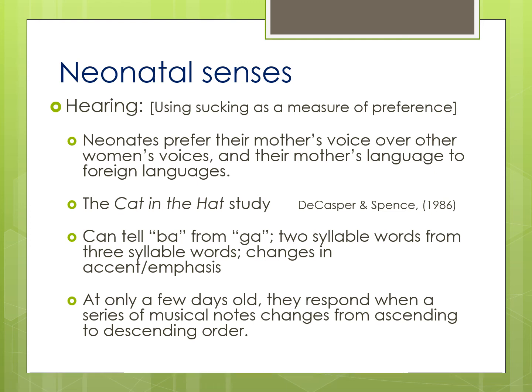When they're days old, they can tell ba from ga, and they can tell when a 2-syllable word changes to a 3-syllable word. They can also tell changes in accent and emphasis, so if we say mama versus mama, they can tell those changes. And all of these, again, use a sucking measure as a measure of preference.